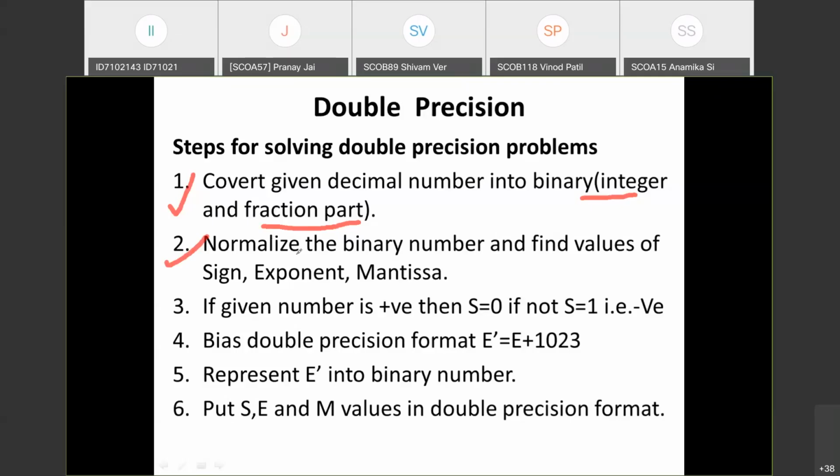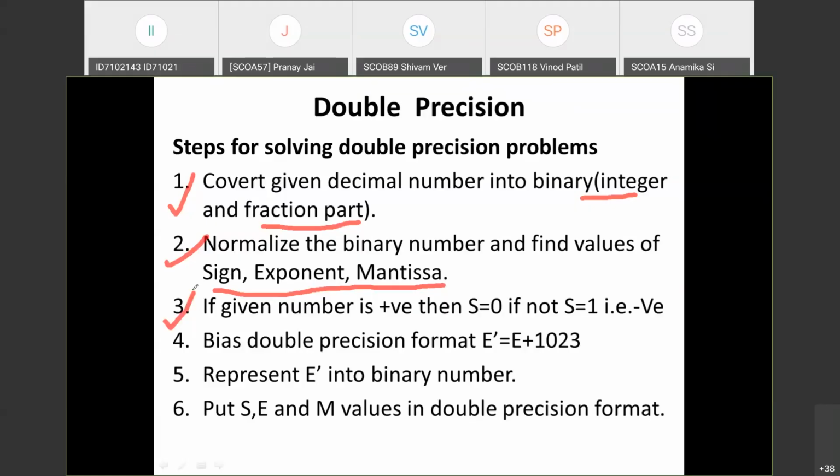In that, we have to move the decimal point either to the left side or the right side, so that it has the form 1 point something. If we move the decimal point to the left, the exponent is positive, and if we move it to the right, the exponent value is negative. This gives us the exponent value, the mantissa, and the sign bit, which tells whether the given number is positive or negative in double precision.